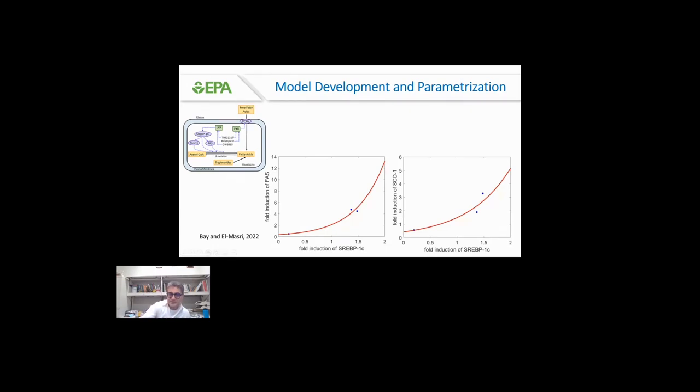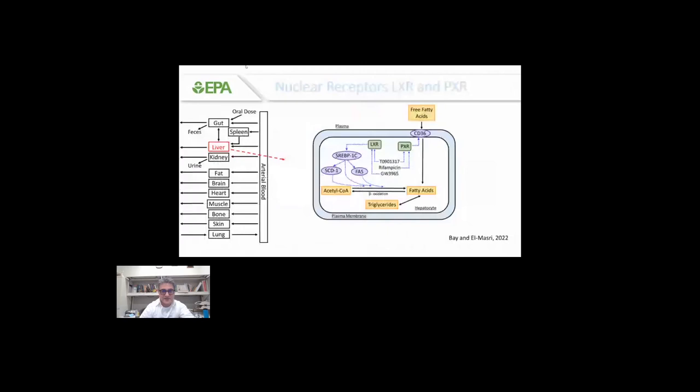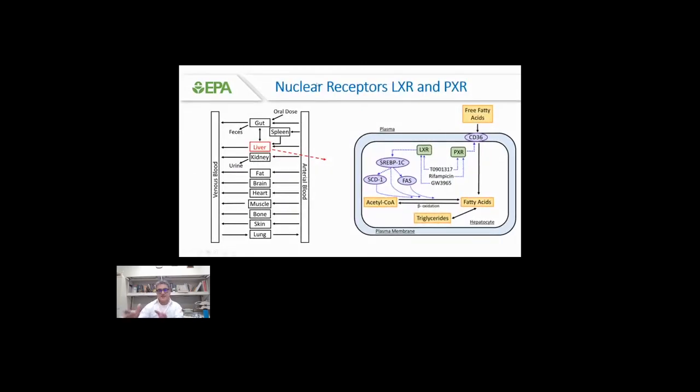So I'm going to move to the next slide. This is similar work that we did. These relationships were inferred from the previous ones we did, specifically looking at LXR with the SREBP protein relationship and PXR with CD36. Now that we had established empirical equations based on in vitro relationships to build up the model from the nuclear receptors to fatty acid content in the liver, we had to start thinking about moving this relationship from in vitro to in vivo. And this is where PBPK comes in.